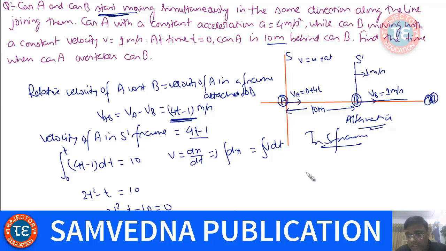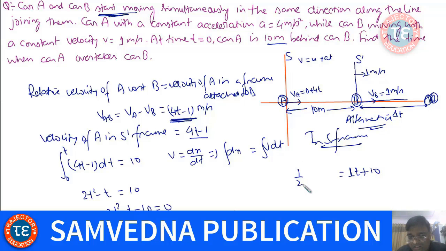So during that t time, what is the distance traveled by B? Distance traveled by B would be 1t, right? 1 into t is going to be the distance traveled by B. And what will be the distance traveled by A? The distance traveled by A will be 1t plus 10. In order to catch B, A has to travel an additional distance of 10 meter.